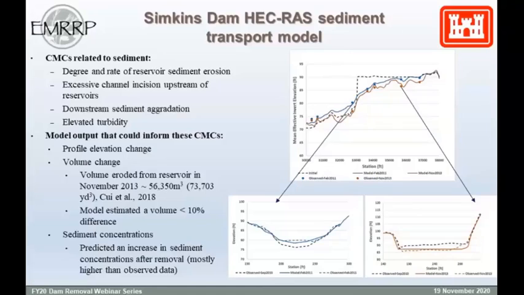We also looked at sediment concentrations. The model was able to pick up on the increase in sediment concentration. So there's an increase in the sediment concentrations, but when I compared that data to the observed data at the Cantonville gauge, which is right downstream of the Simkins dam, the model mostly overestimated those sediment concentrations.